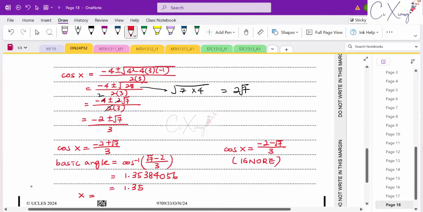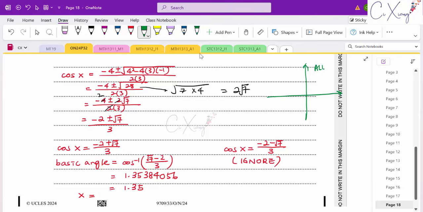Okay, then after that, we want to find the value for the x, right? Okay, so we are looking for cos positive. So you have to ask yourself, in which quadrant will cos give you a positive value? So again, this is the all, sine, tangent, cos diagram. For the first quadrant, the answer is basic angle. Second quadrant, the answer is pi minus basic angle. Third quadrant, pi plus basic angle. Fourth quadrant, 2 pi minus basic angle. Okay, so we are looking for cos positive. First quadrant, cos is positive.